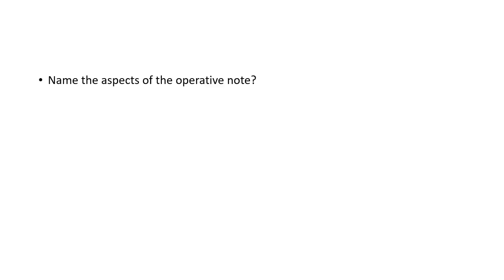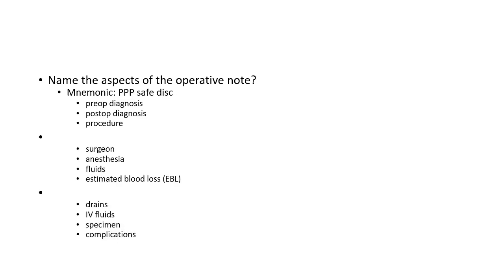Name the aspects of an operative note. The mnemonic is going to be triple P safe disc, so pre-op diagnosis, post-op diagnosis, procedure, and then you have safe: surgeon, anesthesia, fluids, estimated blood loss. Last is disc: drains, IV fluids, specimen, and complications.